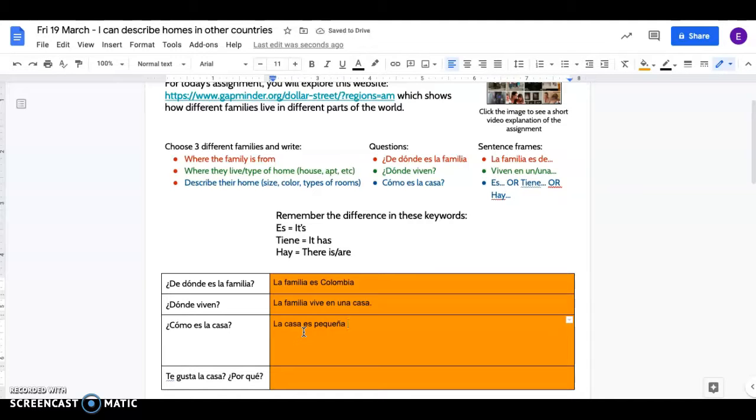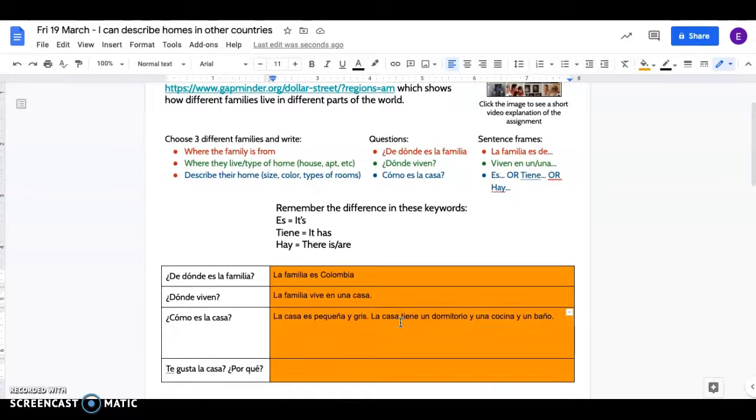And let's see here. The color, it was tin. It was gray. Y gris. Let's see here. I'm going to say es or tiene. La casa tiene un dormitorio. It looked like there was a kitchen, una cocina, y un baño. Even though the bathroom was maybe outside of the main house, they did have a bathroom. Okay.